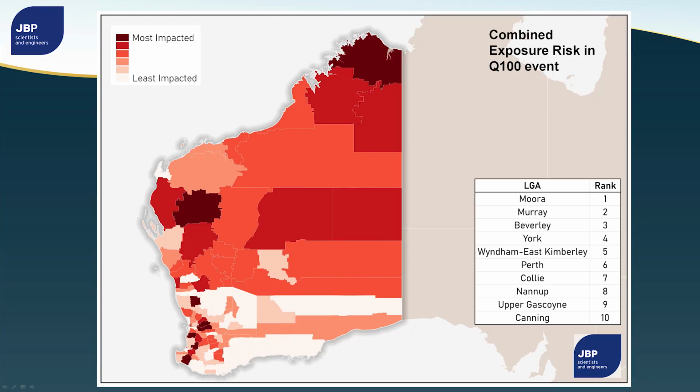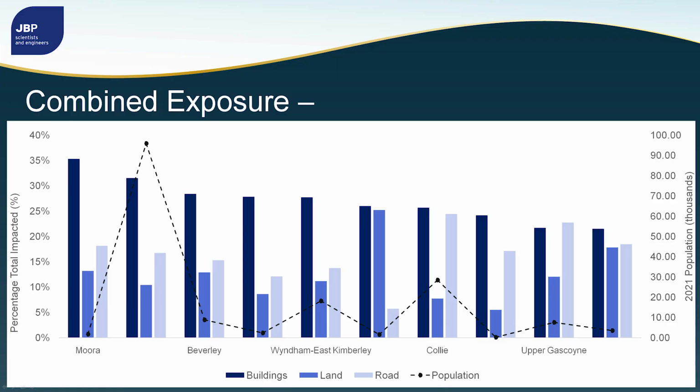We've got Mora as the most at-risk LGA in a 100-year event. Followed by Murray, Beverley, York. And I think recently there was an article released by, I can't remember what insurance company, that essentially rated Murray and Beverley combined as the highest risk LGA to flooding in WA. So I think it was in the top 10 in Australia. So you can see these kind of statistics, they come out quite well. Obviously, Mora didn't feature quite highly, but again, they combine their risks in different ways. And you kind of see that when we have a look at this combined exposure.